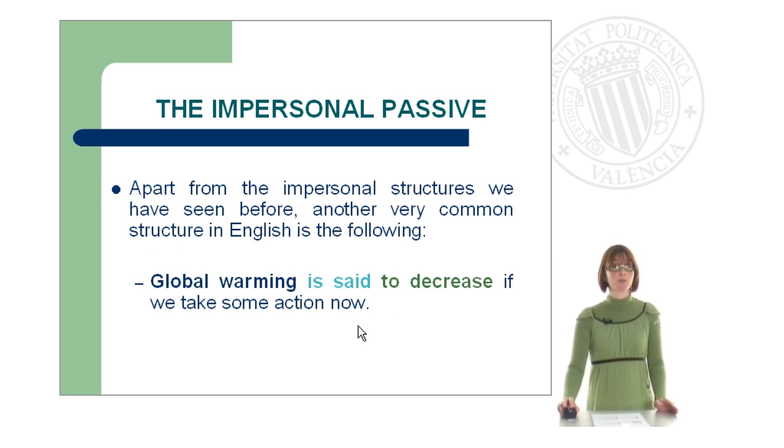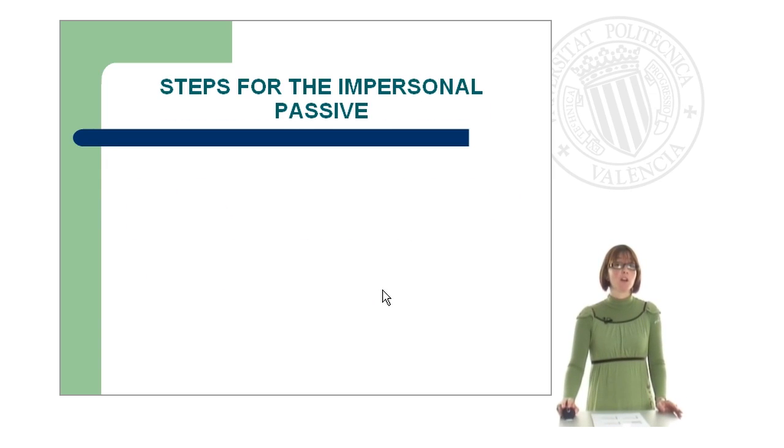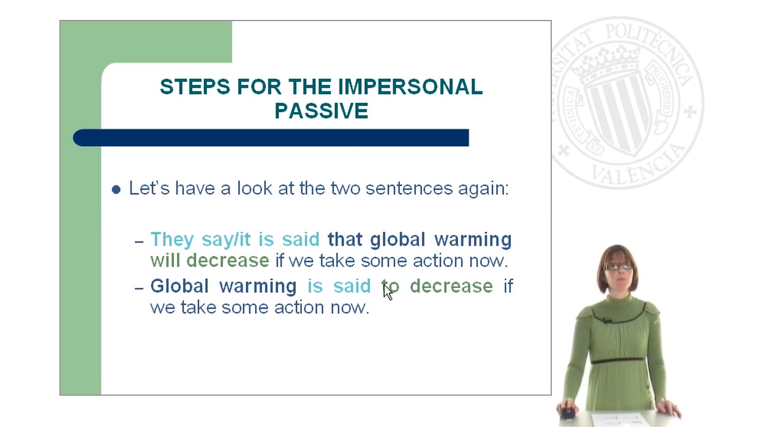However, apart from the impersonal structures we have seen before, another very common structure in English is the following. Global warming is said to decrease if we take some action now. So how do we arrive at this sentence from the other two impersonal passive sentences? Now we're going to have a look at the steps to form this last impersonal passive sentence. Let's have a look at the two sentences again. The first one, they say, or it is said, that global warming will decrease if we take some action now. And then, the impersonal passive structure we need: global warming is said to decrease if we take some action now.